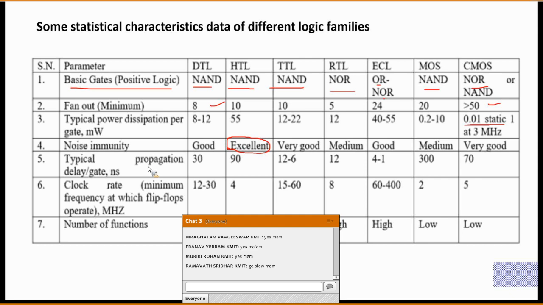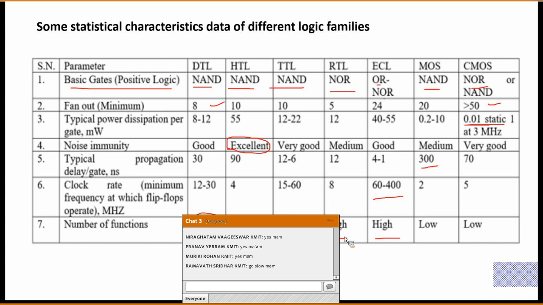Propagation delay is very, very high for MOS devices. It takes much time for the transition in the output. The clock rate, frequency, is very high for ECL. That's why we call it the fastest switch, high speed. And you can have many functions. For DTL, we have many functions you can interpret using DTL. It is very high also for TTL and ECL, and also RTL.